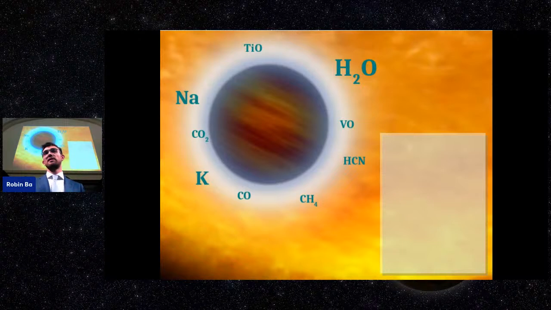And other different chemicals that we can find are Na, which is sodium from our street lanterns, also potassium, and then we also have found indications of titanium oxide, vanadium oxide, HCN is hydrogen cyanide, CH4 methane, and CO and CO2, carbon monoxide and dioxide.